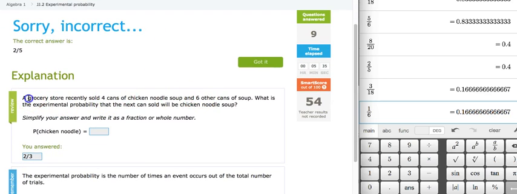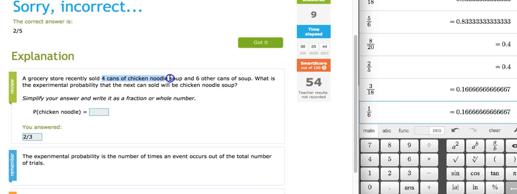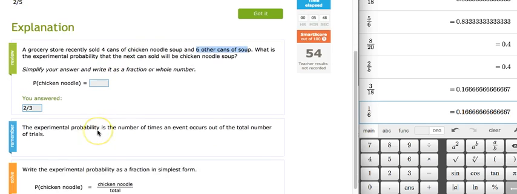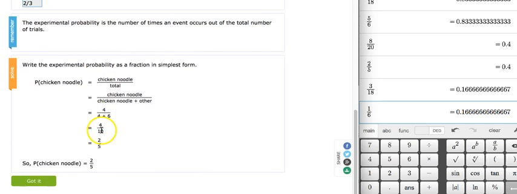Oh man, I did not read that well. I went too fast. I should have known something was up that seemed too easy. So watch, here's my mistake. Learn from my mistake, please. It said 4 cans of chicken noodle and 6 other. So that should have been out of 10. See that right there? Other. That didn't give me the total. 6 wasn't the total. 6 was the other.